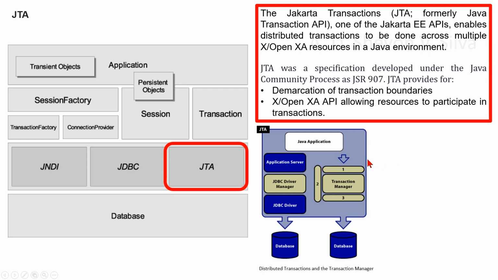Here you can see in JTA, the Java application is here, and the application server is below. The JDBC driver manager is there, and below that the JDBC driver, connected to the database here. The Java application is connected to the transaction manager and JTA here. The one is user transaction, two is transaction manager, and three is XA resource.